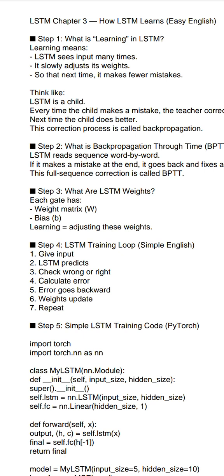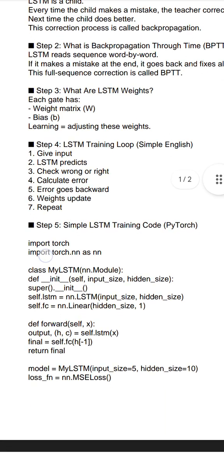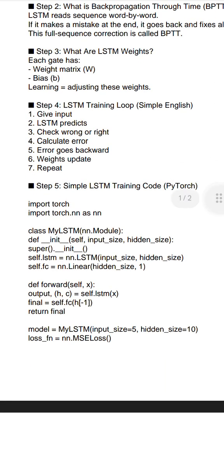So what are LSTM weights? Each gate has a weight matrix W and a bias, and learning means adjusting these weights. LSTM training loop in simple English: give input, LSTM predicts, check wrong or right, calculate error, error goes backward, weights update, repeat.